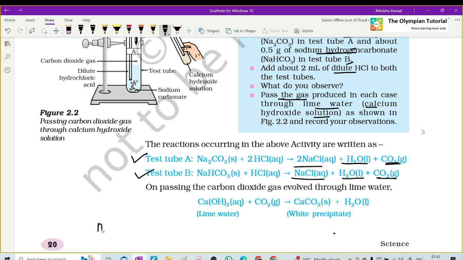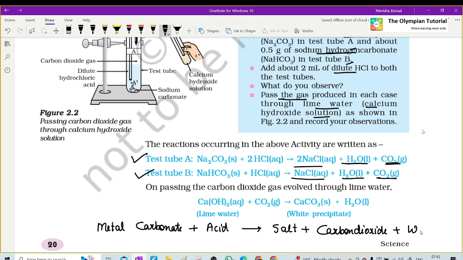Write down: metal carbonate plus acid gives salt plus carbon dioxide plus water. Written, ma'am. After writing this one, write this reaction.